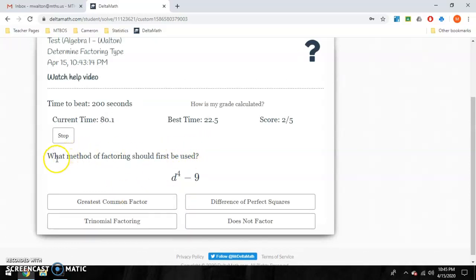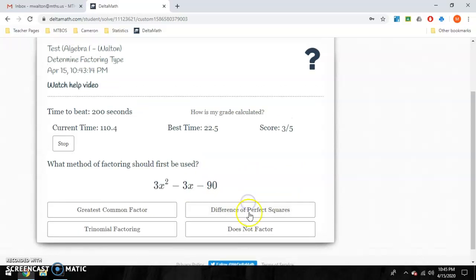All right, let's look at this one. We have d to the 4th minus 9. First off, does this have a greatest common factor? Well, no, this one has d's and this one has 9s. Neither of those work out. So, difference of perfect squares. Hey, we're on to something. D to the 4th power could break up into d squared and d squared. -9 could break up into 3 and -3. This would be a difference of perfect squares.